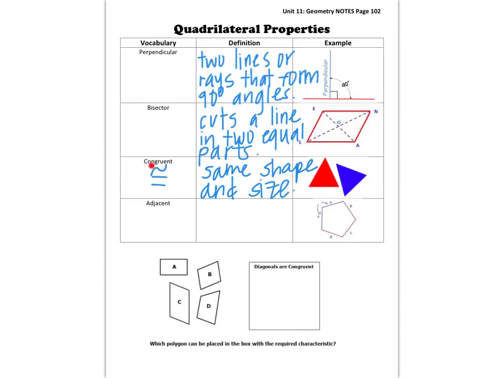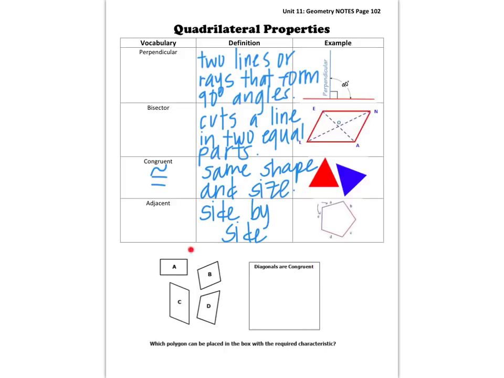Okay, the word congruent, and this symbol right here, the equal with the little squiggly, means congruent. Congruent is how in geometry we say 2 shapes would be equal. So congruent means same shape and size. So for instance, these 2 triangles right here, we'll say they're congruent. Okay, finally, adjacent, that means side by side. So for instance, this segment A and segment C would be adjacent to each other on this pentagon.